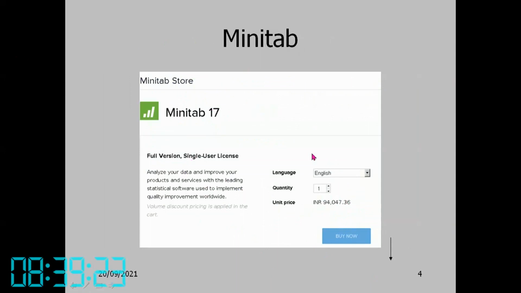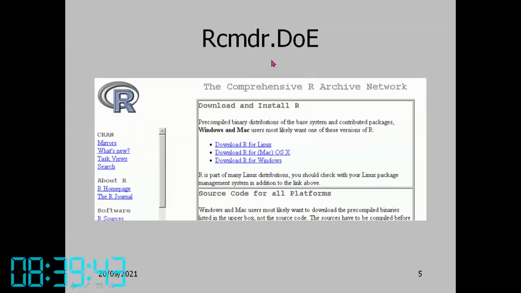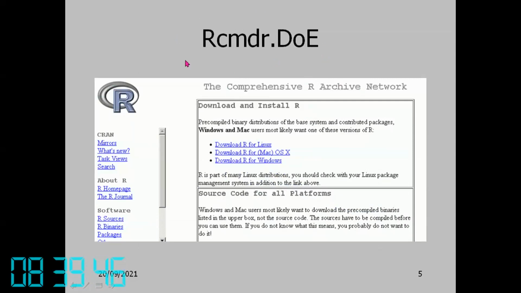But for experiment design, Minitab is not that good. It is not so user-friendly. But you can do a lot of other things, including principal component analysis or any type of regression. Those things are limited in Design Expert. RCommander DOE is the most powerful of the software, but the most unfriendly. The good thing is it is open source and free.